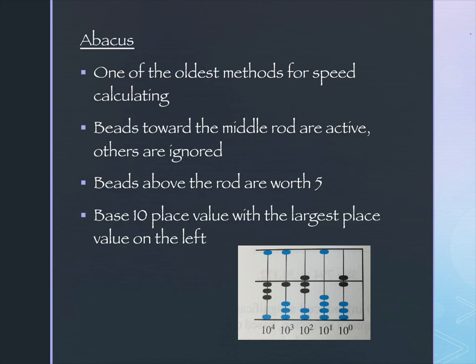Okay, so this is actually a physical object. This is just a picture representation of it. The beads that are pushed toward the middle rod are active beads. They count. The ones that are pushed away are ignored. Beads above the bar are worth 5. Beads below are worth 1. That doesn't actually say that, but they are. And the base 10 place value with the largest place is the value on the left. In other words, it goes in the same order that our numbers go in. Biggest value on the left, smallest value on the right.